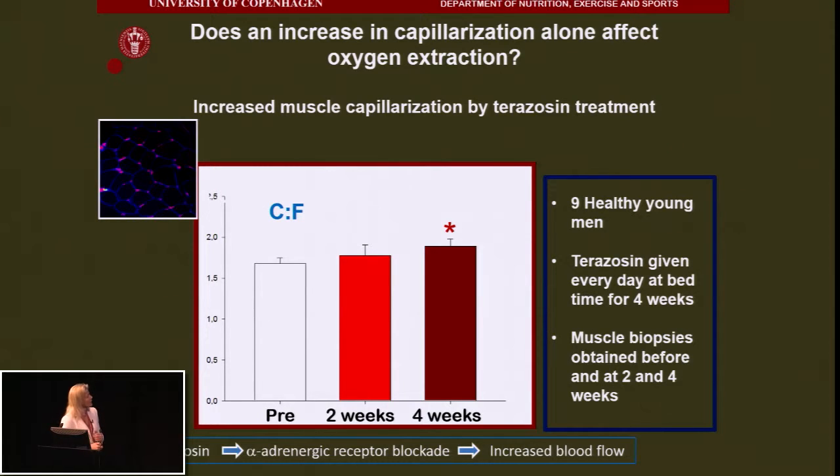So we tried this in healthy young men, untrained. We gave 9 of them a compound called terazosin. Every day, bedtime, they took this so that we would hopefully increase flow during the nighttime. We could see acutely that flow was increased. We took muscle biopsies before and at 2 and 4 weeks. And you see the results of capillary per fiber ratio here. You see that it increases at 4 weeks. So indeed, in humans, one of the points was here to look at whether shear stress in humans actually induces capillarization. That seemed to work.